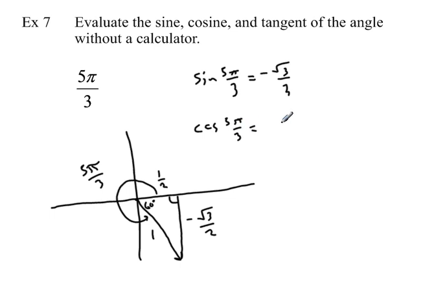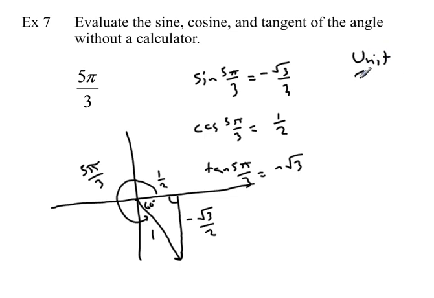Cosine of that angle is adjacent over hypotenuse, and tangent of that angle is opposite over adjacent, which is negative square root of 3 over 1. Now, that's one way to do this problem. Here's another way. Grab your unit circle.